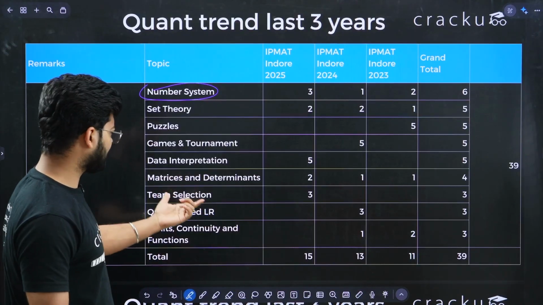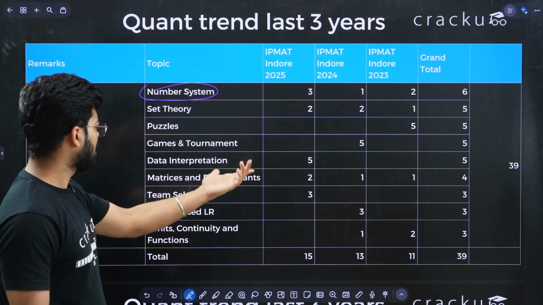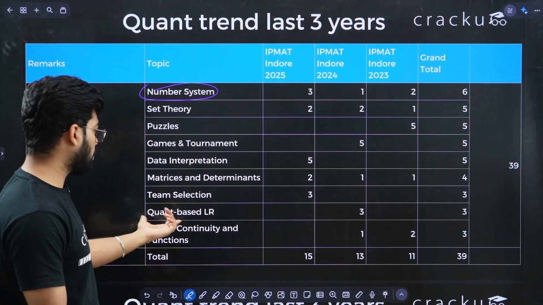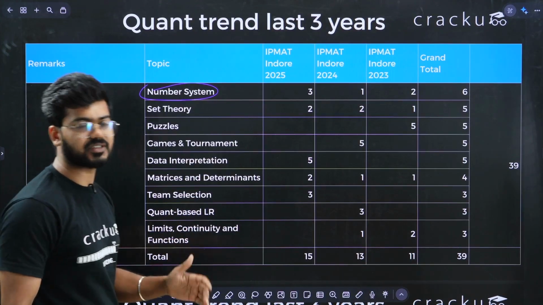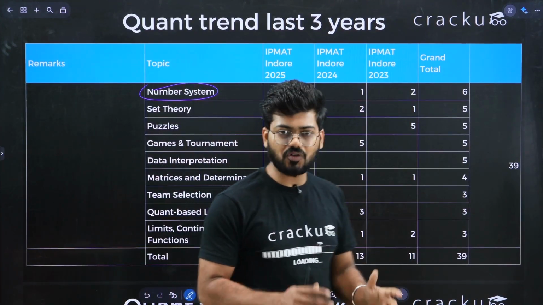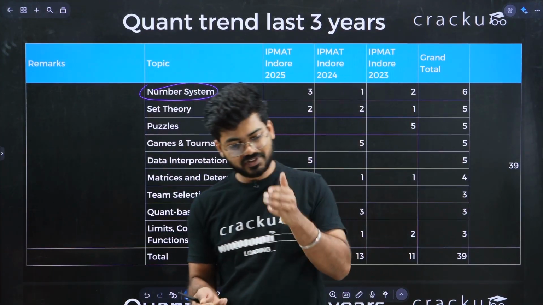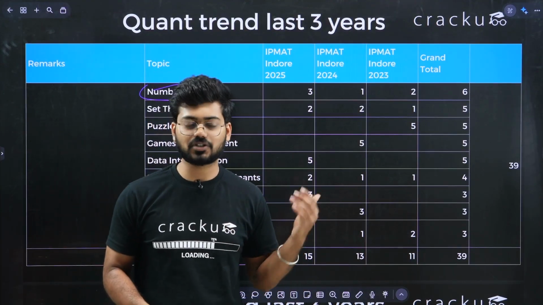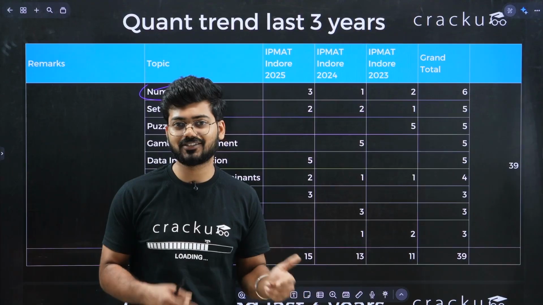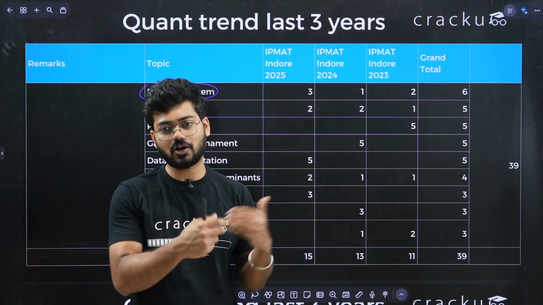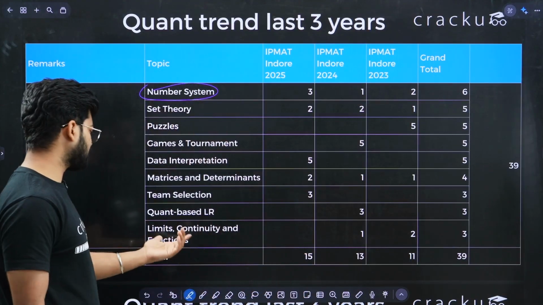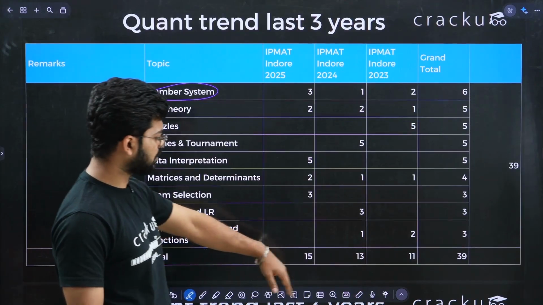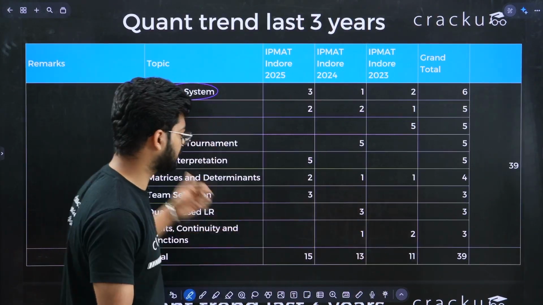Matrices and determinants, team selection, again a puzzle kind of thing. Quant based LR, logical reasoning puzzles with some fractions involved, ratios involved, maybe some sequence and series involved, like four people have chocolates, the chocolates are in geometric progression. Now you have to get an idea of how to progress. Okay, limits, continuity and functions, it's also coming but less as compared to others.